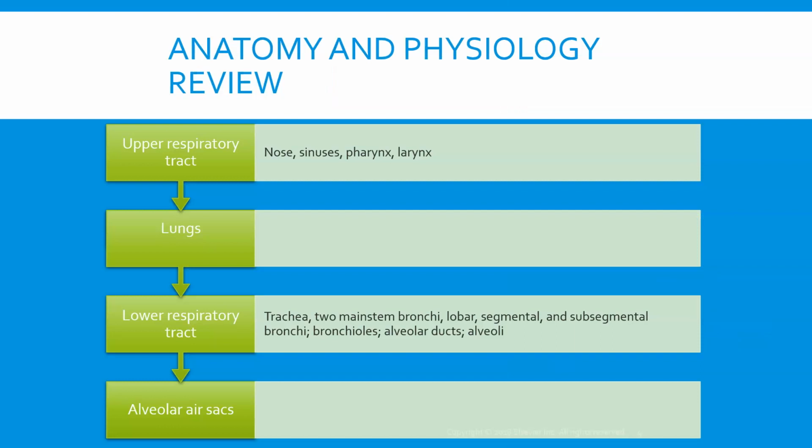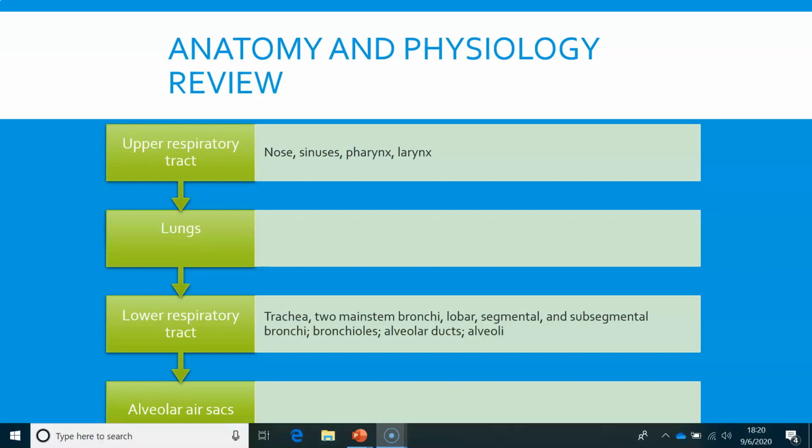If we remember our anatomy and physiology, our upper respiratory tract is our nose, sinus, pharynx, and larynx. Our lower respiratory tract is trachea, the two mainstem bronchi, then going into the lobular, segmental, subsegmental bronchi, the bronchioles, the alveolar ducts, and the alveoli. The alveolar air sacs is where gas exchange takes place.